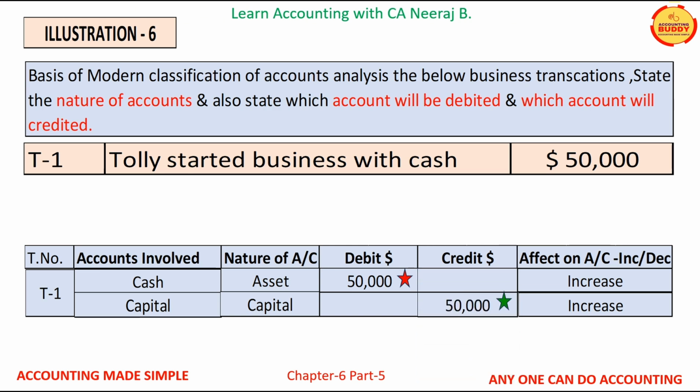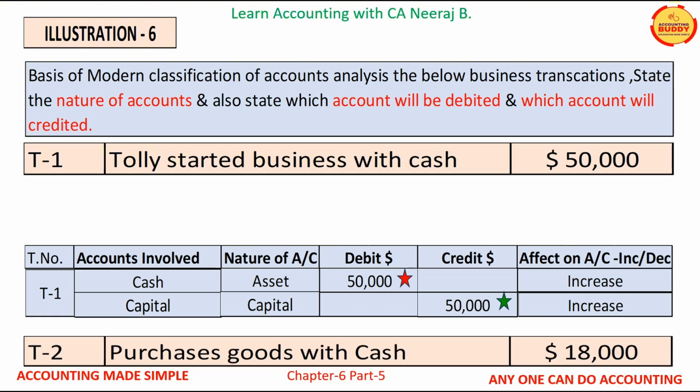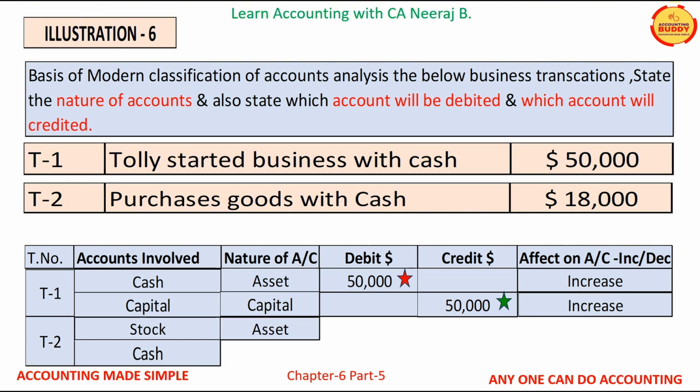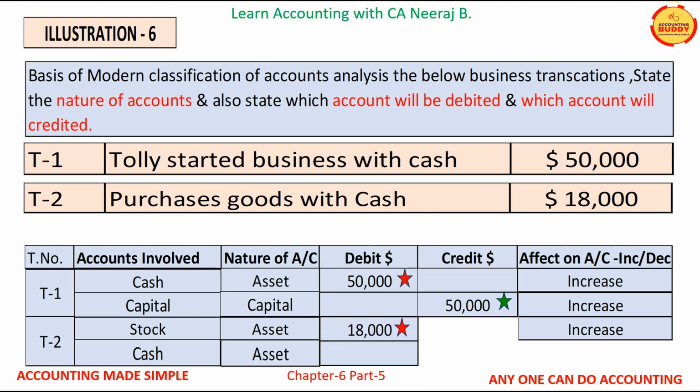T2 transaction is goods worth $18,000 are purchased by cash. If we analyze T2 transaction, the two accounts which are affected are stock account and the cash account. Both stock account and cash account are asset accounts. Since stock being an asset is increasing, therefore it will be debited with $18,000. Now, since the transaction of purchase of goods is settled by cash, the cash balance with the business is decreased, therefore the cash account will be credited.